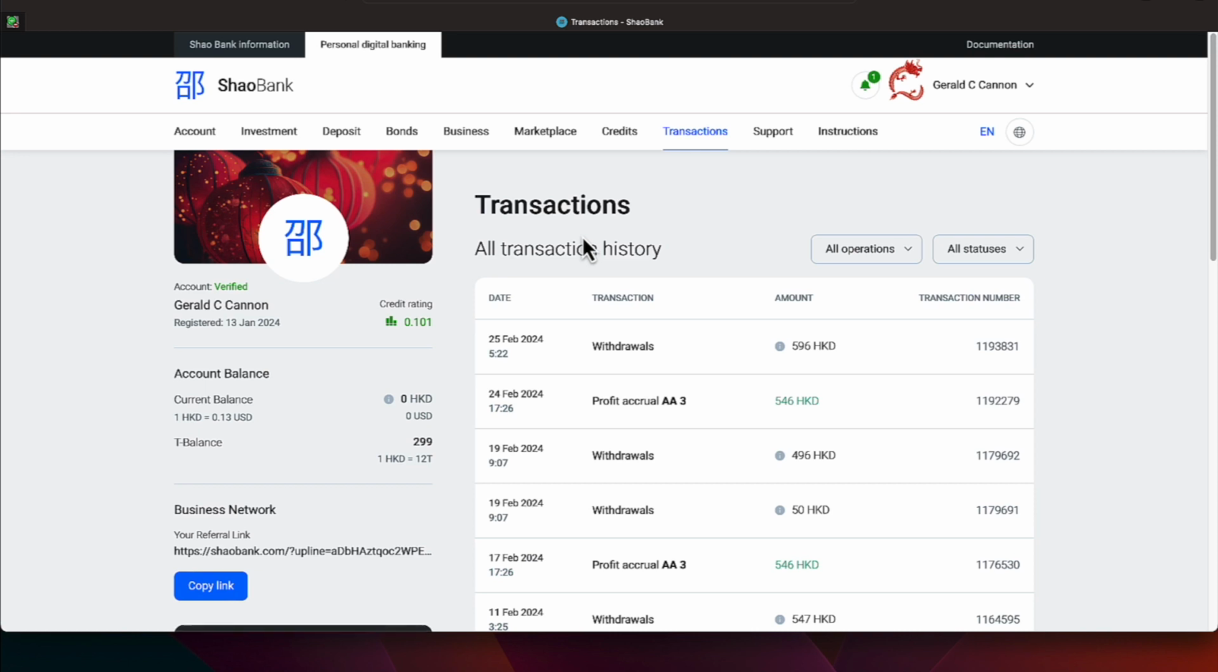I'm going to go ahead and get out of you all's hair, and I will be back next weekend to update you on my progress with ShaoBank. But I am very pleased with ShaoBank, and thanks for coming to the diversification that my portfolio needs.